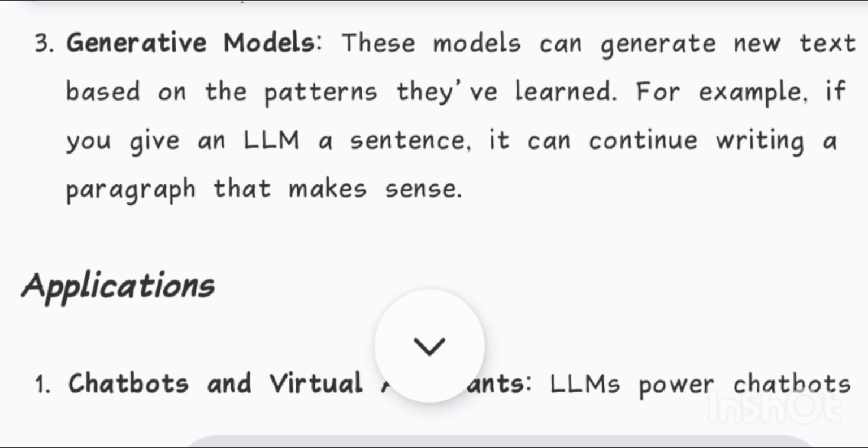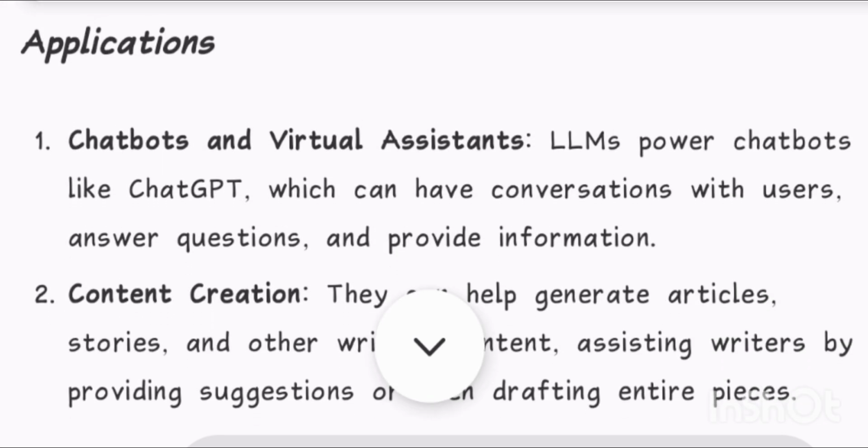3. Generative models. These models can generate new text based on the patterns they've learned. For example, if you give an LLM a sentence, it can continue writing a paragraph that makes sense. Applications. 1. Chatbots and virtual assistants. LLMs power chatbots like ChatGPT, which can have conversations with users, answer questions, and provide information.